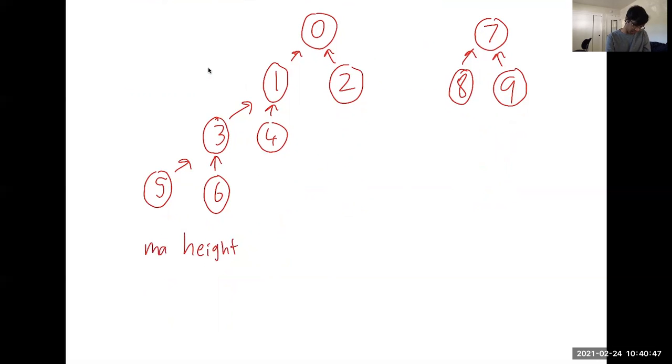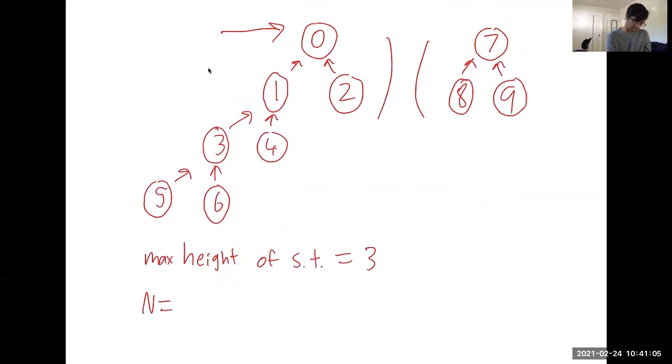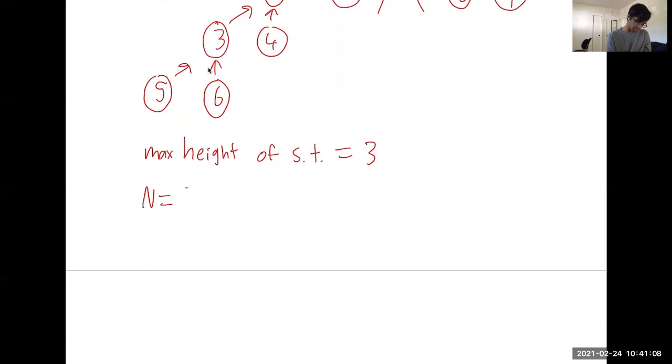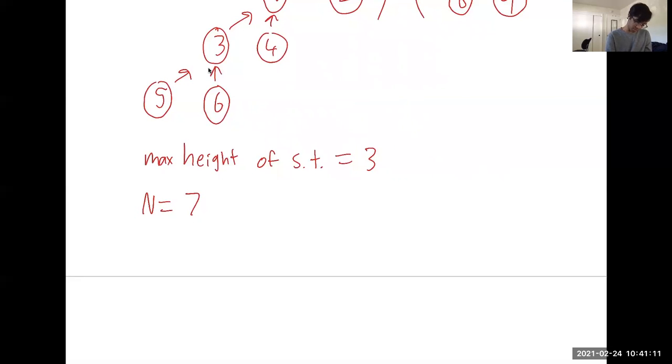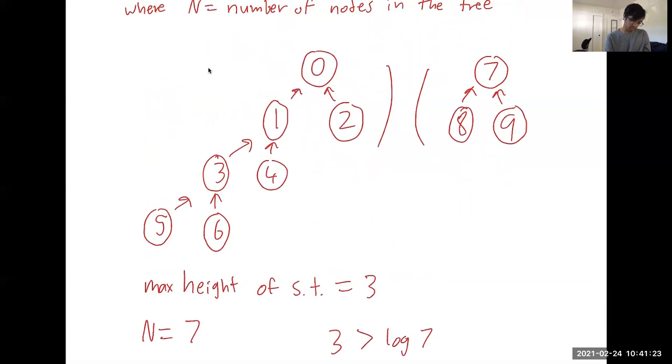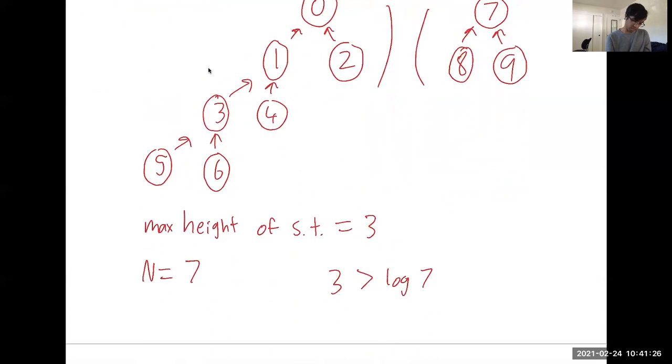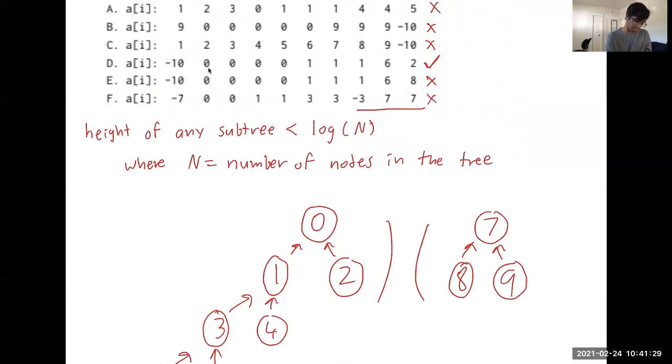The max height of a subtree is equal to 3, right? The max height is right here. And the n for this is no longer 10, because now we have two disjoint sets, which means that the tree rooted at 0 only has 7 nodes. And as we see, 3 is greater than log 7, because log base 2 of 8 is equal to 3, which means that log 7 is less than 3. And so once again, our invariant is broken, and this tree is also no longer possible.